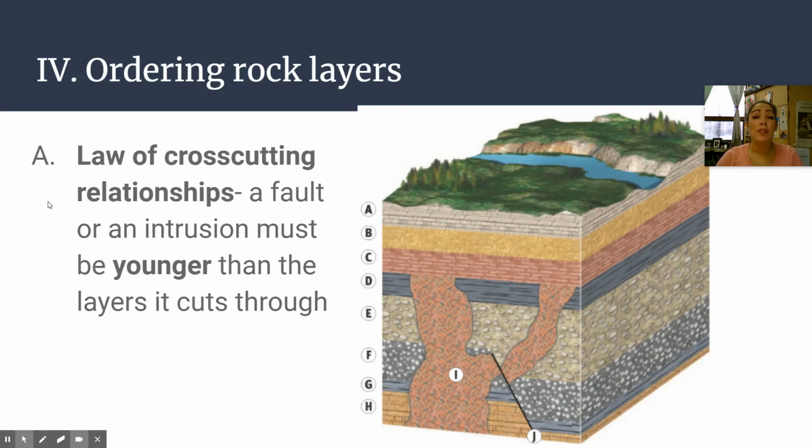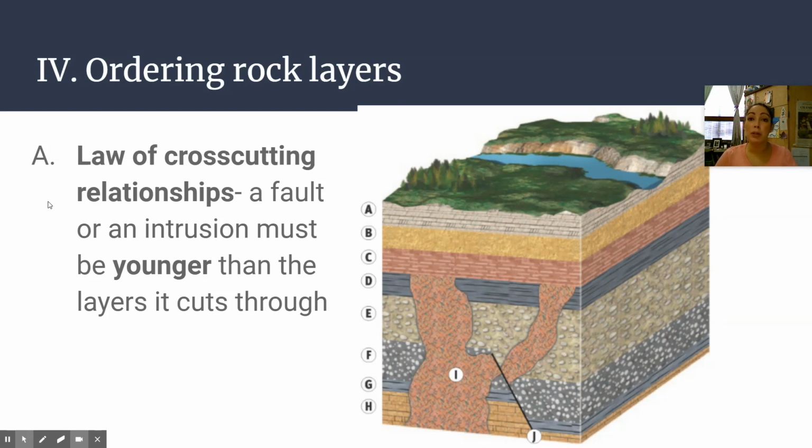Okay, so first of all, the law of cross-cutting relationships. We already talked about superposition. Superposition tells us the youngest layer is on the top, oldest layer is on the bottom. Cross-cutting relationships is talking about anything that cuts into your rock layers, like a fault or igneous rock that's coming up from the bottom. All this is saying is that the horizontal rock layers have to be there first in order for something to cut through them.